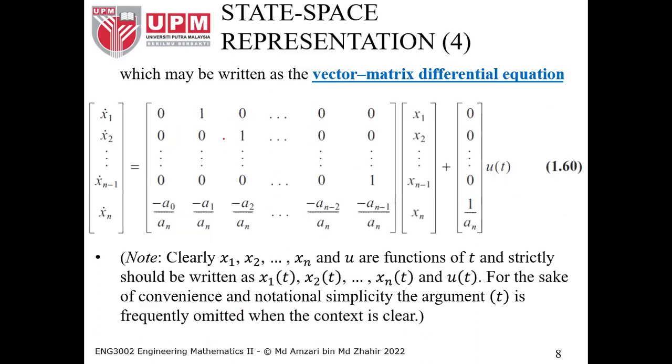This can be written in vector matrix form. The vector on the left side is what we want to find: x dot 1, x dot 2, x dot 3, and the rest. The matrix starts with 0, 1, 0, dot, dot, dot, 0, 0, times x_1, x_2, and the rest. This is the first part for the x value. Then we have the u(t) value, so this is the matrix for u(t). Here x_1, x_2, up to x_n and u are functions of t.